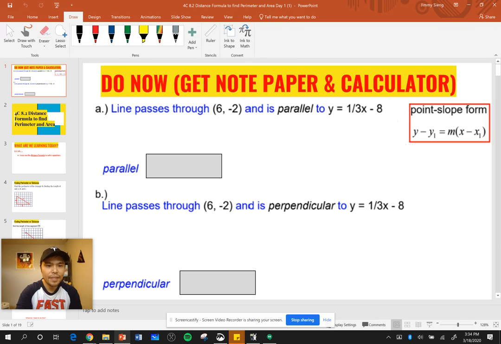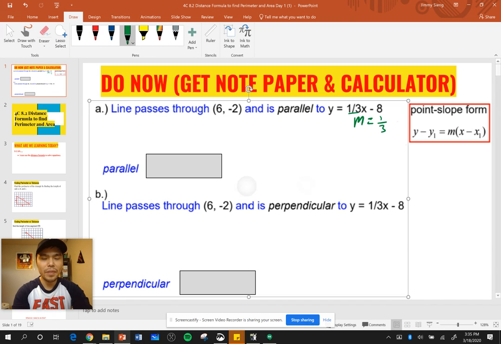It looks like we have the same points and the same equation. Looking at A, we want a line that passes through (6, -2) and is parallel to y = 1/3x - 8. It's the same thing with B, except the difference between the two is that we need a parallel line in A and a perpendicular line in B, okay? Remember, the first thing we need for a parallel line is to find that slope. With parallel lines, the slopes are the same, so I can find here that my slope is 1/3, okay? Then we have to use point-slope form.